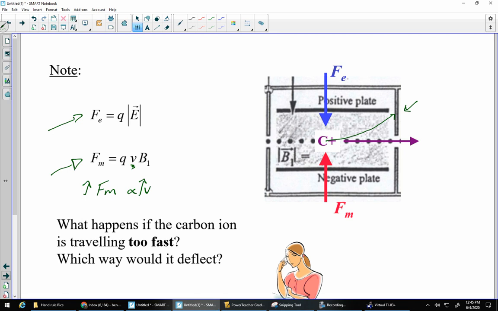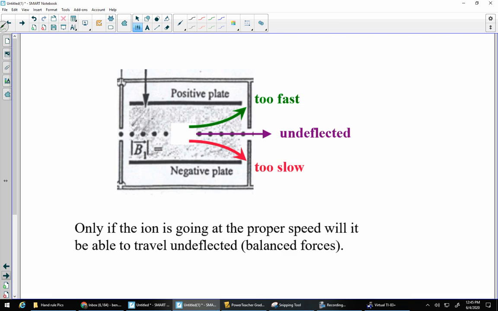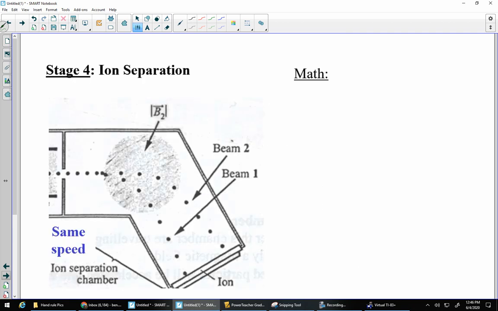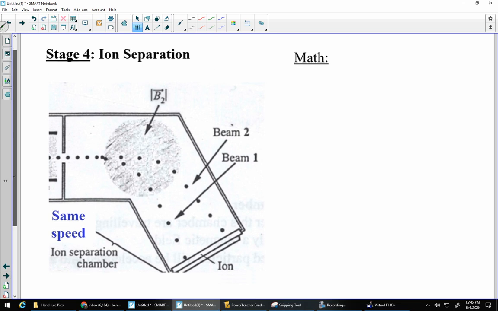Again, the magnetic force has a direct relationship with the speed. So if it's going too slow, the magnetic force is now going to be too small, or at least smaller than our electric force. So it's going to cause it to curve down and smash into the plates. It's not going to pass undeflected through that little hole. Cool. Okay, the very, very last step is ion generation.